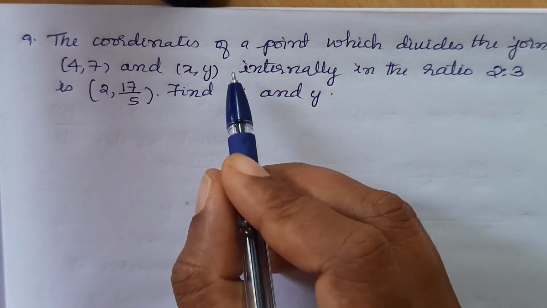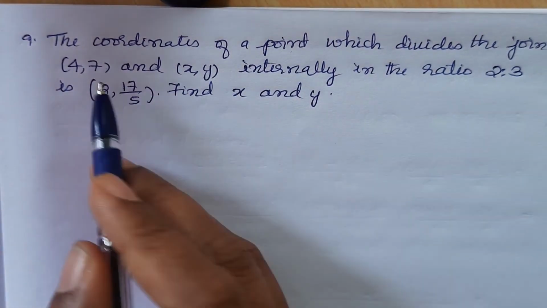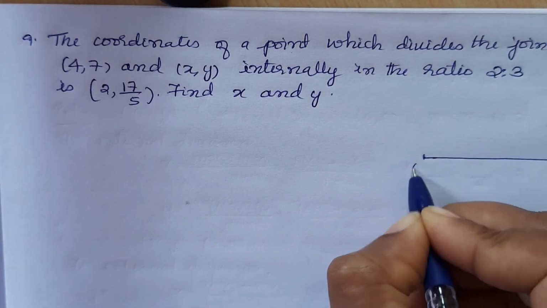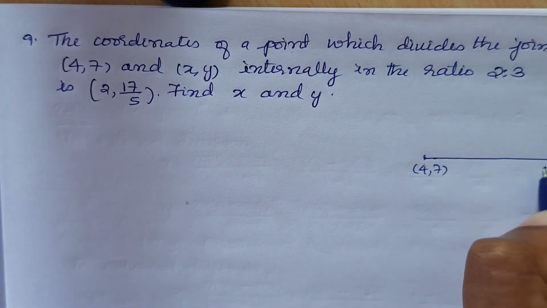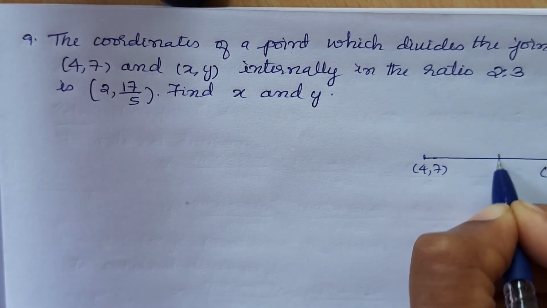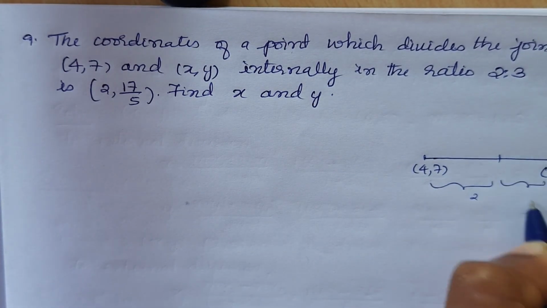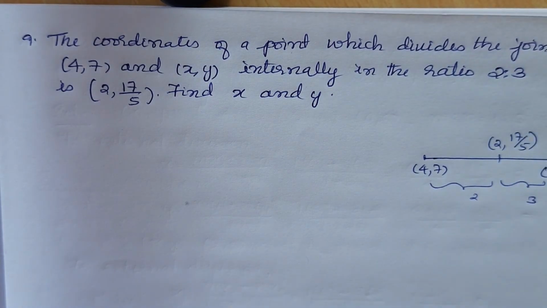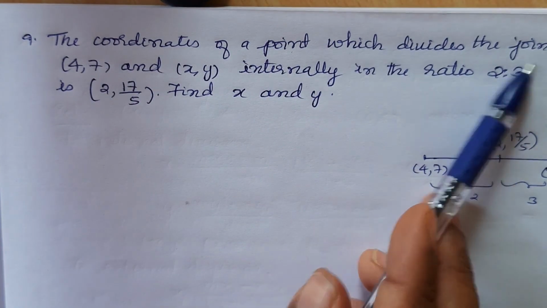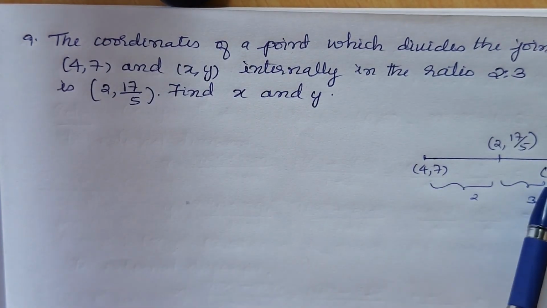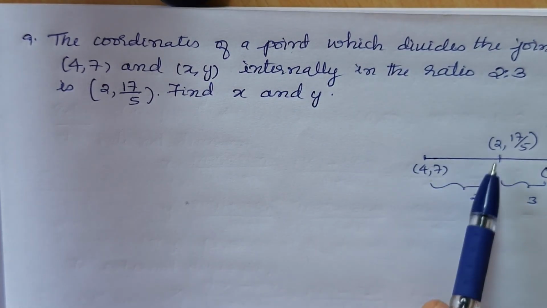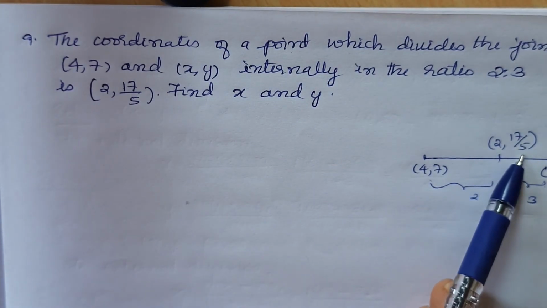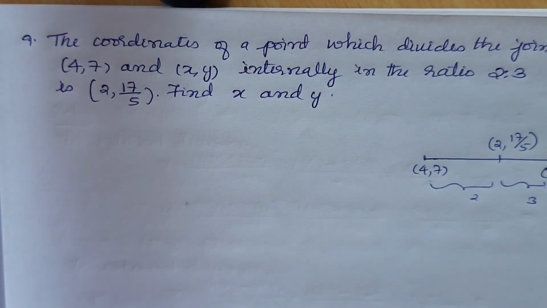Similarly, one more problem we have. The coordinates of a point which divides the join of 4, 7 and x, y internally in the ratio, the ratio is also given, 2 is to 3. The point is also given. It is given to be 2, 17 by 5. The coordinates of a point which divides the join of 4, 7 and x, y internally in the ratio 2 is to 3 is given to be 2, 17 by 5. I will have to find what are the coordinates x and y.